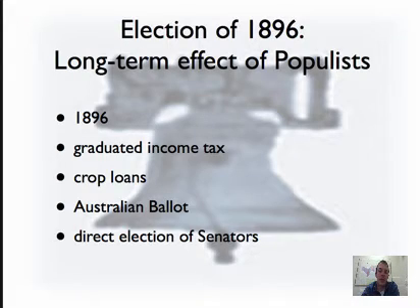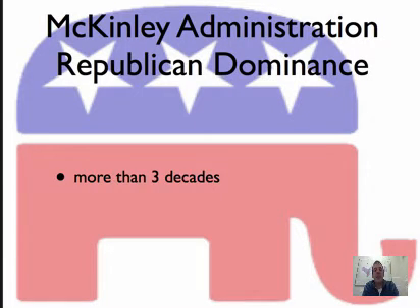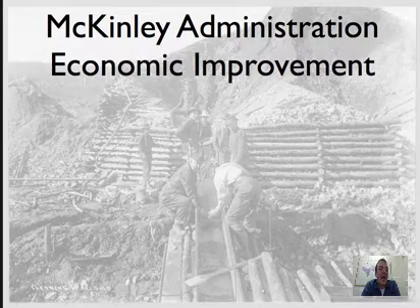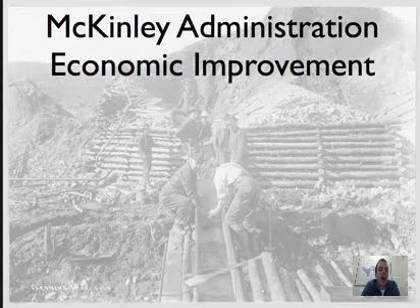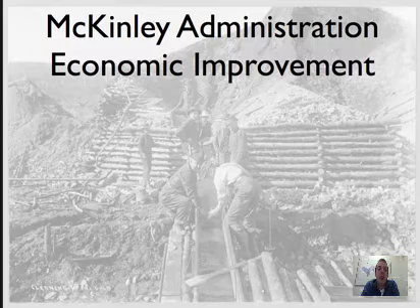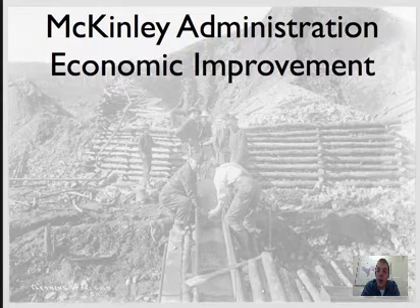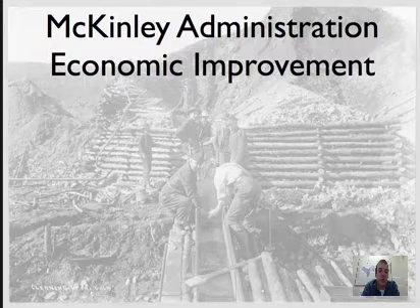The election of 1896 and McKinley's taking office in 1897 kicks off more than 3 decades of Republican dominance. Only one Democrat was elected in that time, Woodrow Wilson, and that was because the Republican Party was split for that election. And as McKinley is taking office, the economy is already improving. The stock market is rising, factory production increases, and farms produce more, and farmers really start to prosper.